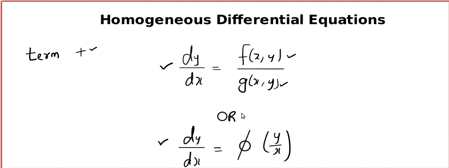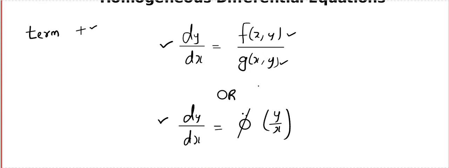Now for the last time, let's make the standard format very clear. How do you recognize a homogeneous differential equation? A differential equation which can be written in the form dy by dx equal to f by g, where both f and g have the same degree, term upon term, or an equation which can be written in the form dy by dx is equal to a function in y by x is called a homogeneous differential equation.